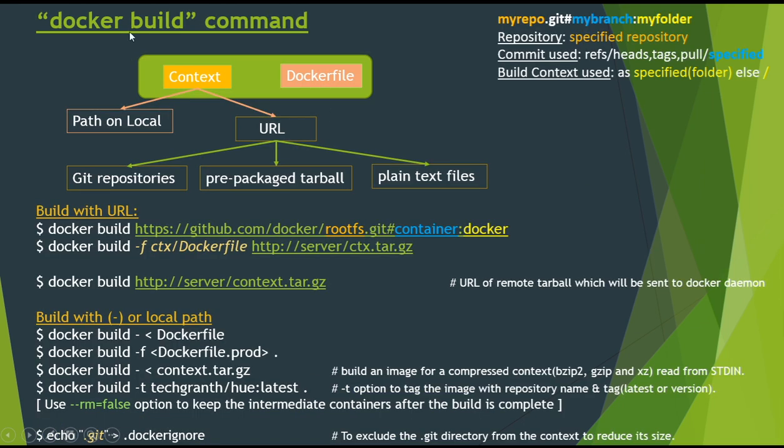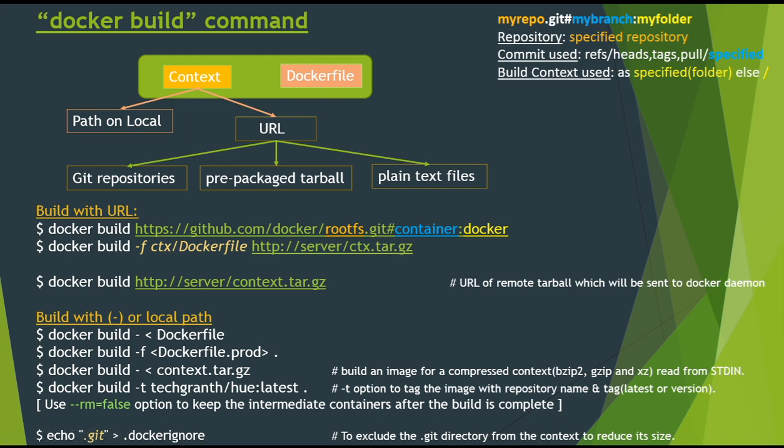First of all, the Docker build command. So how do we use this, or what is the Docker build command? The Docker build command basically has two components. First is the Dockerfile and the other is the context. Context means the files which would be required for that image to run or do its functionalities. So this context can be a local path on your system. It can be from a URL as well, where we can use URLs from Git repositories or prepackaged tarballs.